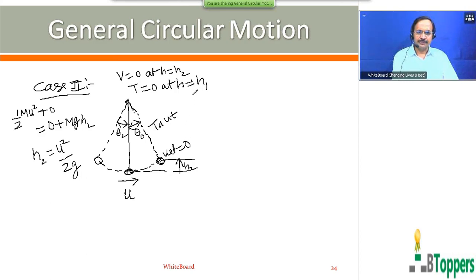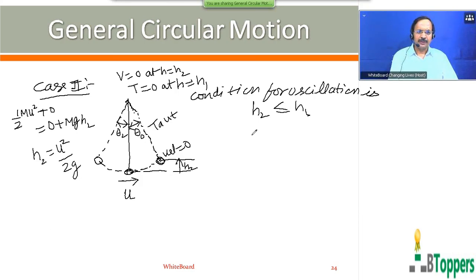That means the condition for oscillation is that the magnitude of the velocity of the bob should become 0 before the tension of the string becomes 0. That means h2 must be less than or equal to h1. h2 is u square by 2g, and h1 is equal to (u square plus gl) by 3g. So g gets cancelled.